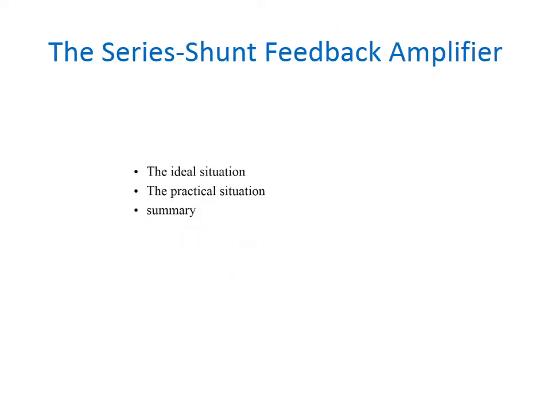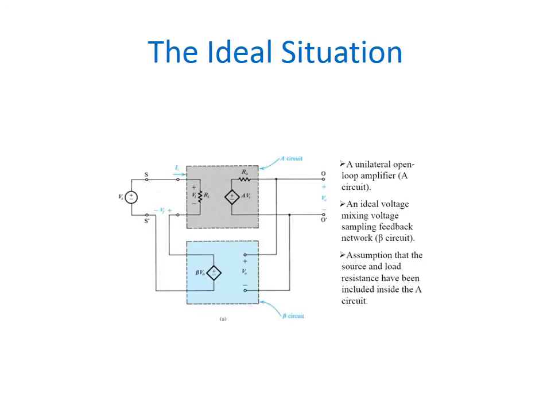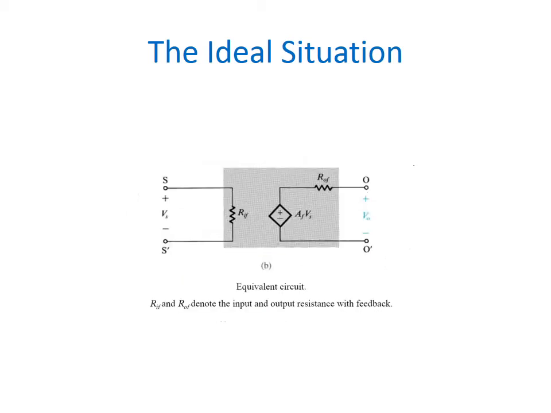Now we are going to see in detail about the series feedback amplifier. Say this is the ideal value for the feedback amplifier. Here the unilateral open loop amplifier can be called the A circuit. An ideal voltage mixing voltage sampling feedback network can be called the beta circuit. Here we are going to assume source and load resistance to be included in the A circuit. So the corresponding equivalent circuit is given here with the RIF and R0F including the feedback network.